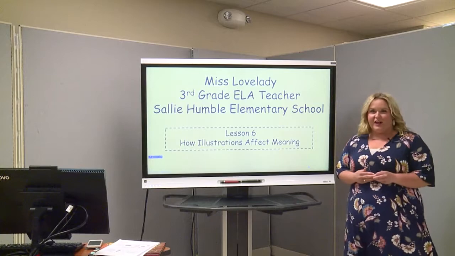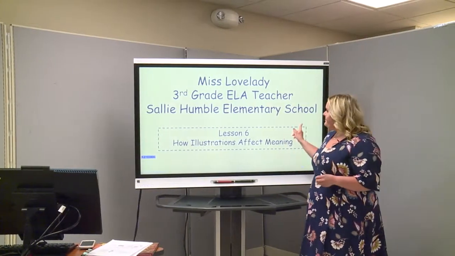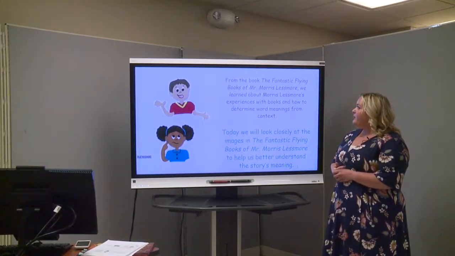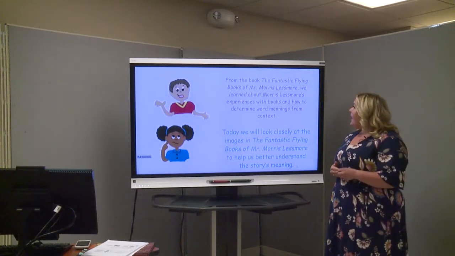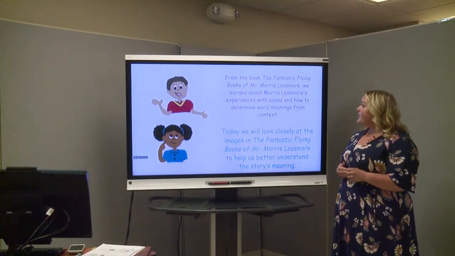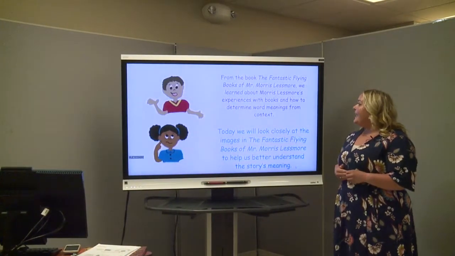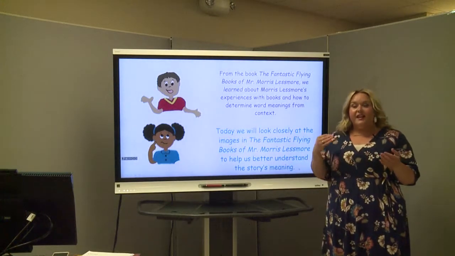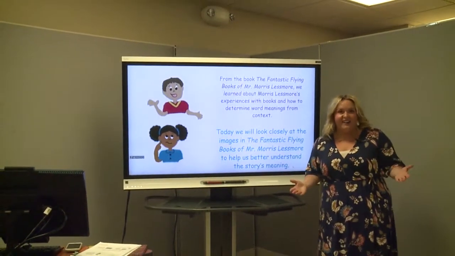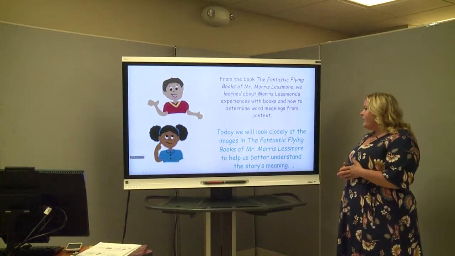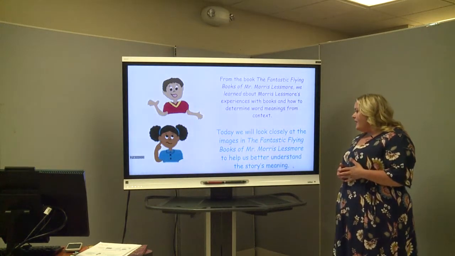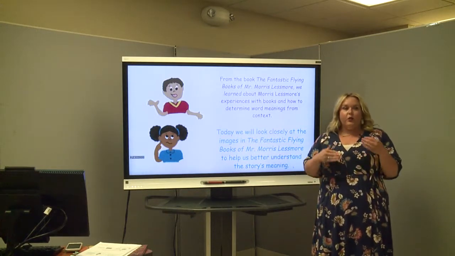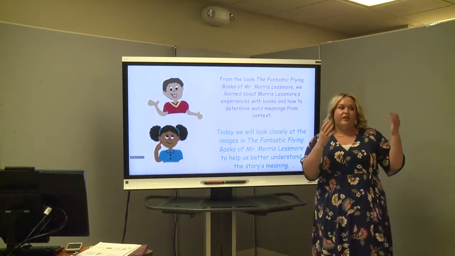All right, so we're going to jump right in with one of my favorite books today. From the book, The Fantastic Flying Books of Mr. Morris Lesmore, we learned about Morris Lesmore's experiences with books and how to determine word meanings from context. So you've already practiced using the words around you, using your context clues. Today, we're going to look closely at the images in the book, and that's going to help us better understand the book's meaning. So why do these images go with these words?